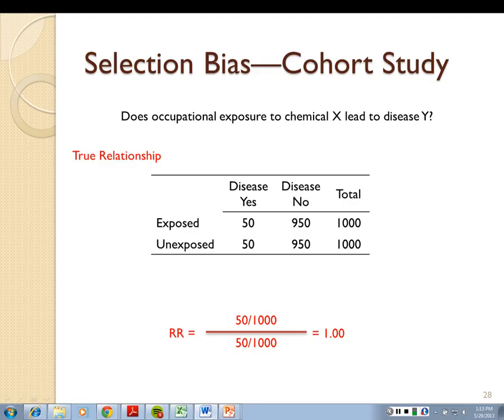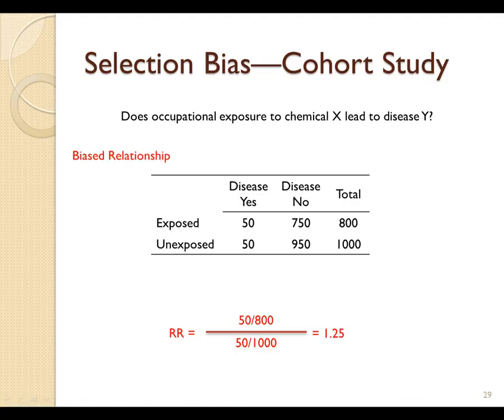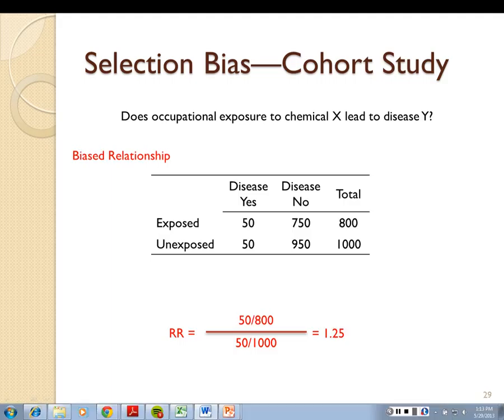This table shows the true relationship between exposure and disease. The disease is not associated with the exposure. Now let's say that 200 records were lost, all among the exposed who did not get the disease. If we lose 200 records among the exposed who did not develop the disease, we end up with a risk ratio of 1.25. We see a relationship that isn't truly there.